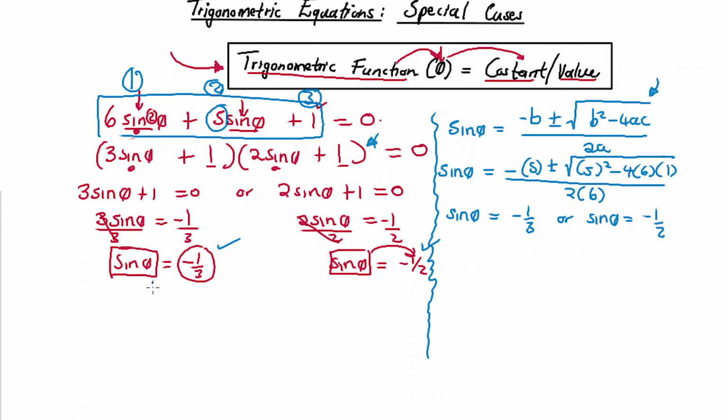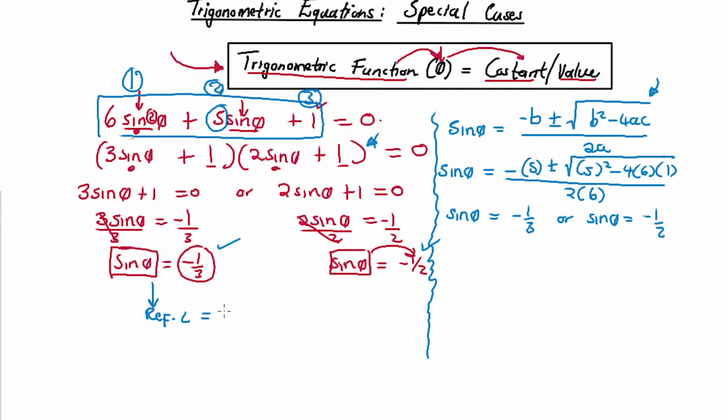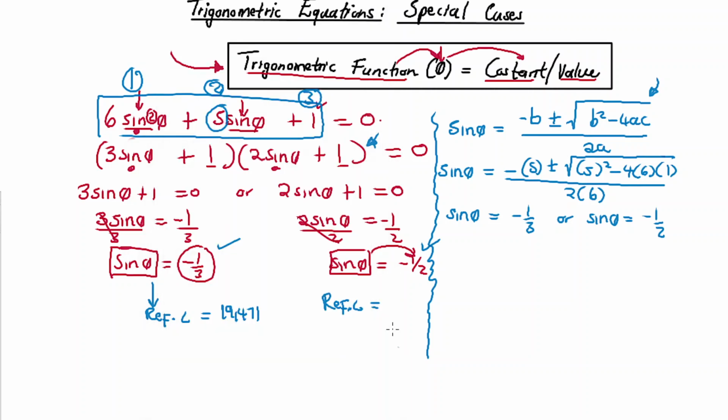Then you know reference angle. Let's get the reference angle. So shift arcsine of 1 over 3. It's 19.471. So this is the reference angle. Remember, you do not include the sign when you calculate your reference angle. So the reference angle for a half is 30 degrees, okay, 30 degrees.